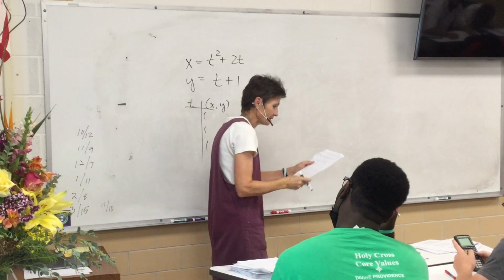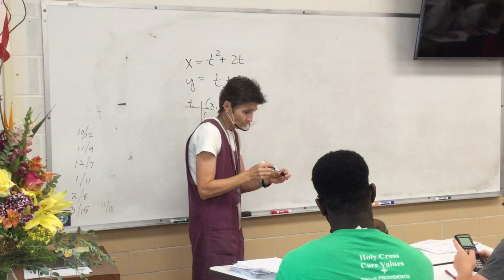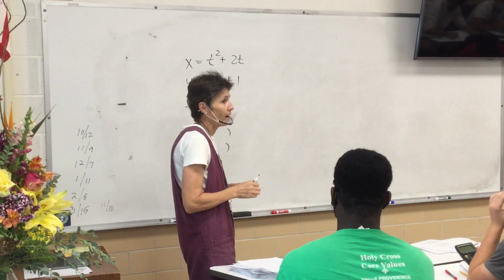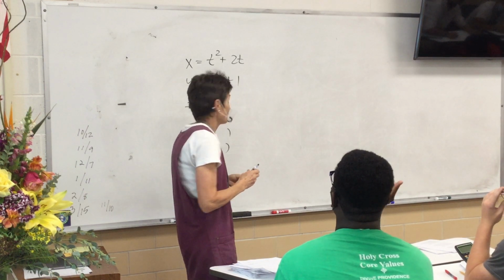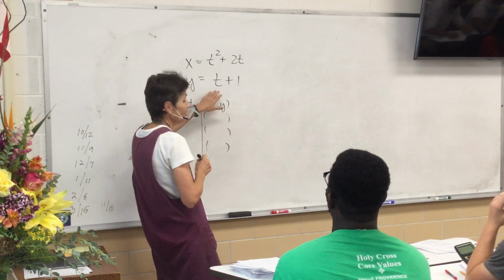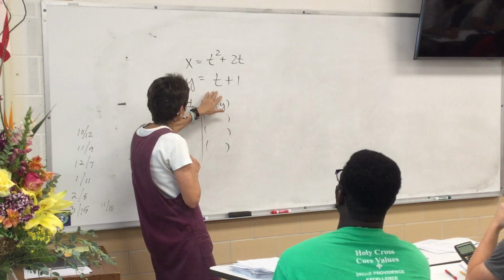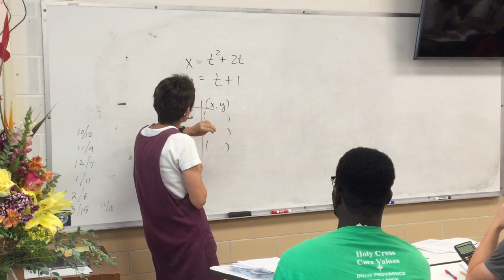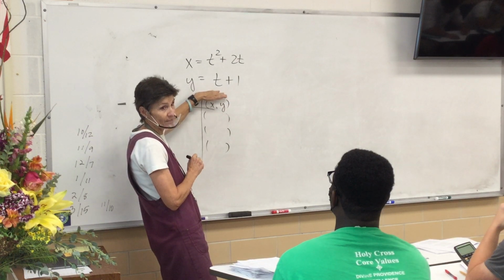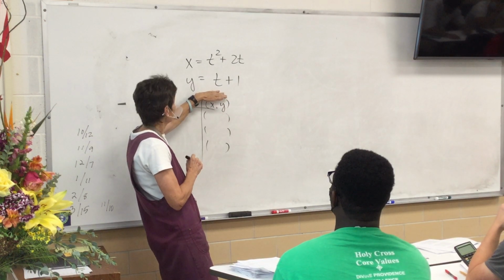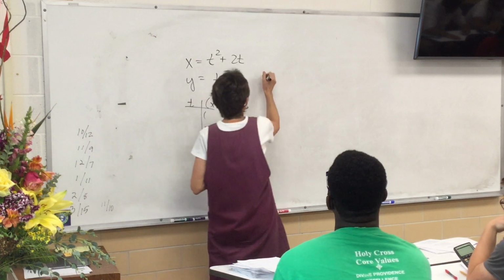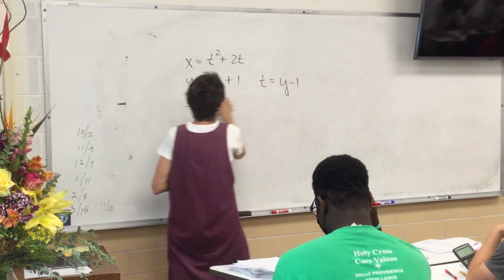B says eliminate the parameter. In other words, find an algebraic relationship between x and y. So take your two equations and get rid of the parameter. Well, how did we do this yesterday? On x, we got t by itself. I think this time it would be easier to get t by itself here, for y, and then plug that in. So I'm going to say t equals y minus 1.